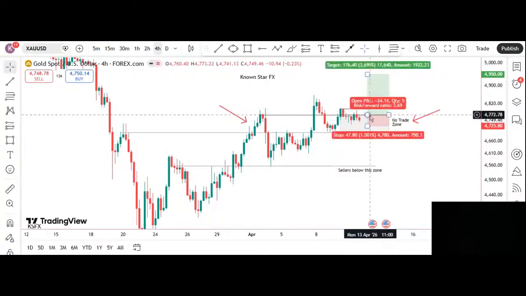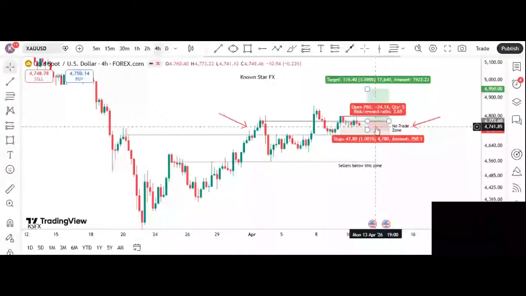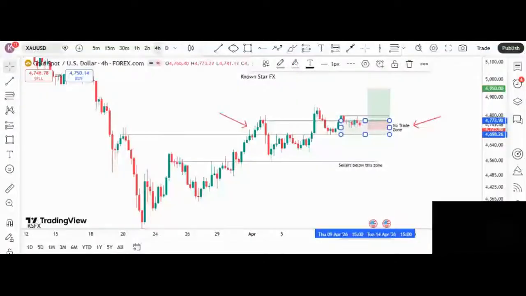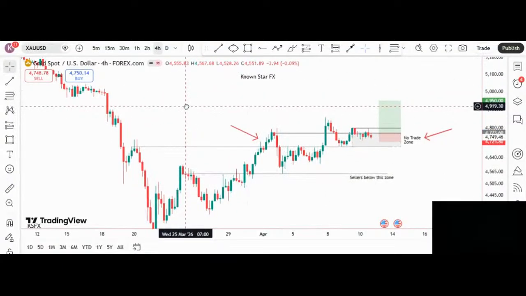But for now, based on this market print, you just need to be very calm. This is a no trade zone. So we're going to be chilling, we're actually going to be relaxing for a proper break above this level. That's basically all I see from this move right here.